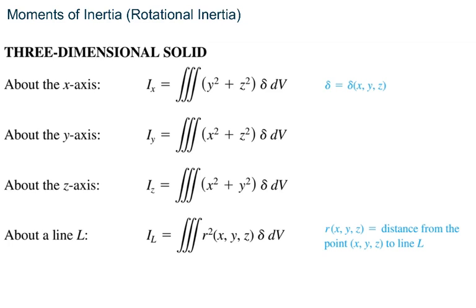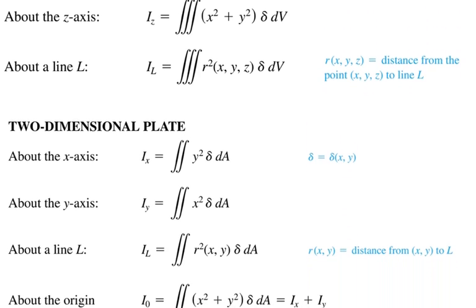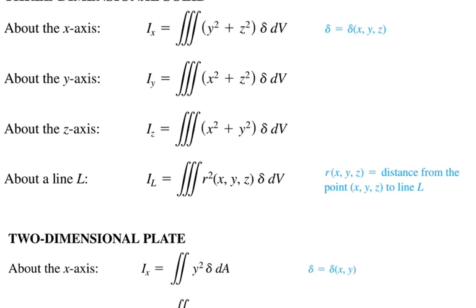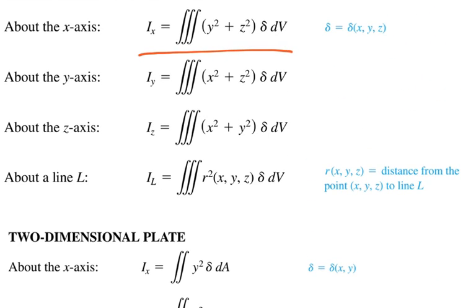Here are our three moments of inertia about the x, y, and z axes, and also if we had a line R, which was not positioned on one of those axes. These are our formulas for a 3D solid, and a two-dimensional plate looks very similar. If we compare this x formula and this x formula, about the x-axis, we're talking about the sum of the squares. In 2D, we just do not have that z variable showing up.